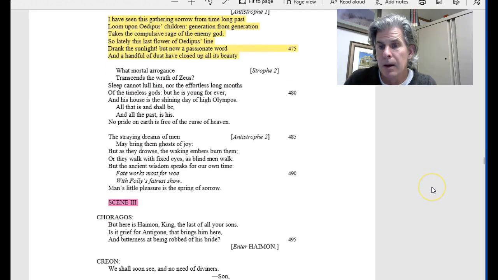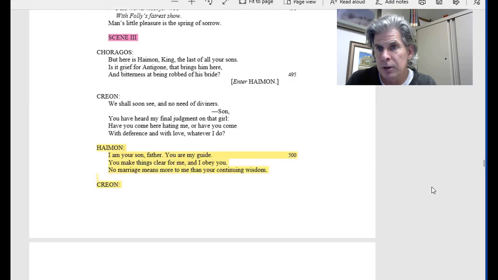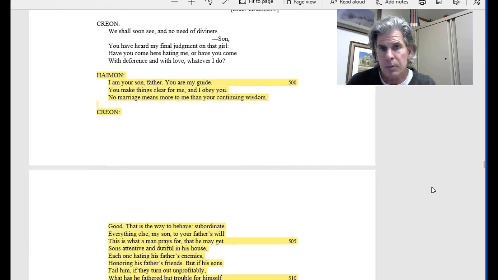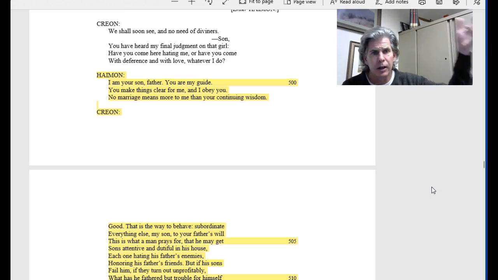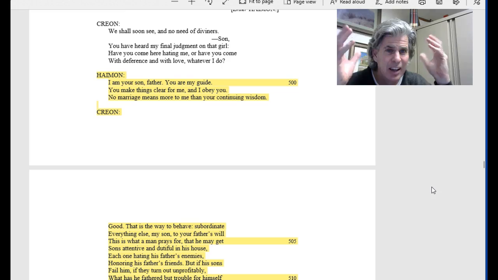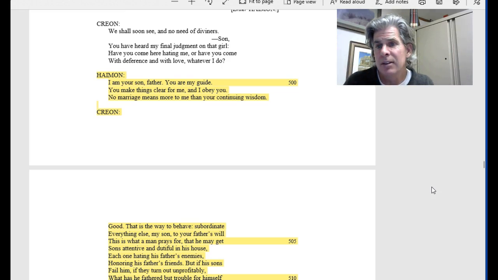Okay. And then scene 3, excuse me. You have this extraordinarily fascinating character of Haemon, just walking onto the stage, and he's absolutely brilliant. He says, "I am your son, father, you are my guide. You make things clear to me and I obey you. No marriage means more to me than your continuing wisdom."